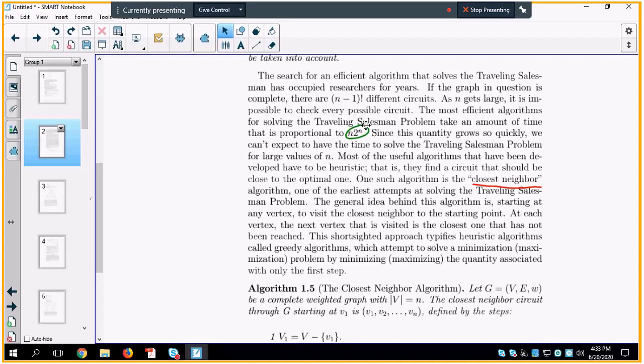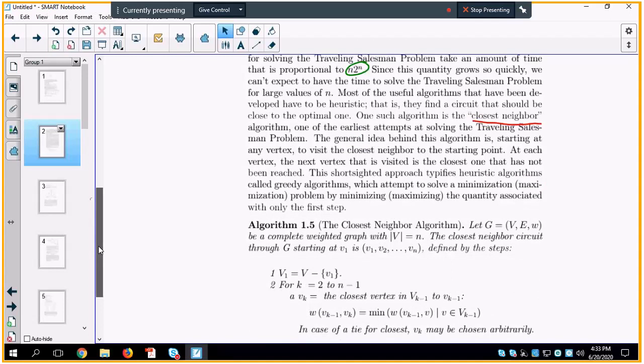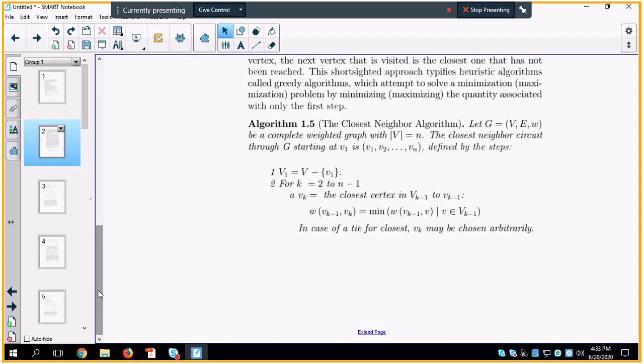And the next vertex will be one that hasn't already been visited. So this is a short-sighted approach because the quantity is associated with only that step. It's not taking into account future choices. So here is the closest neighbor algorithm written out. But again, it's quite simple. The idea is just at each step in the phase, you're just going to pick your closest choice or your least costly next choice. So we'll see an example of this.